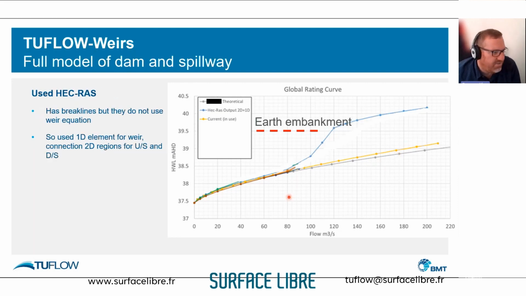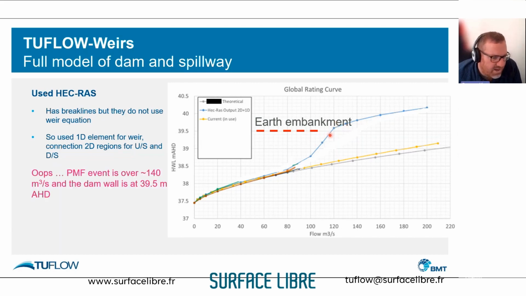And then they went away and used HEC-RAS. Obviously the break lines in HEC-RAS don't use the weir equation like TUFLOW does. So they used the 1D element for the weir, and then connected that to the 2D domain at the upstream and downstream. The problem is that they had high water levels. The problem maximum flood event is around 140 cumecs. The dam wall is at 39.5 meters, and obviously they'd have spill at that level, which wouldn't be acceptable.